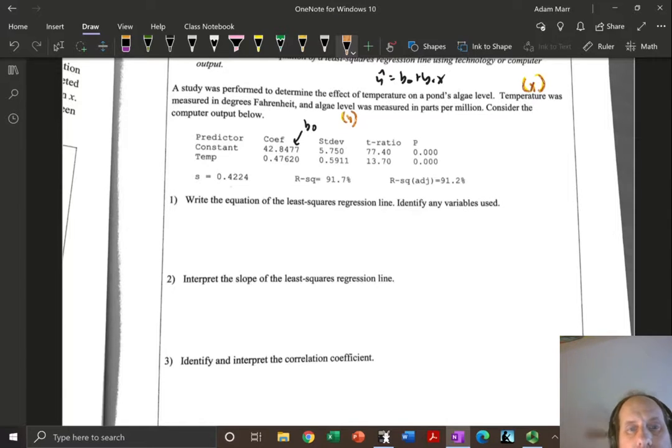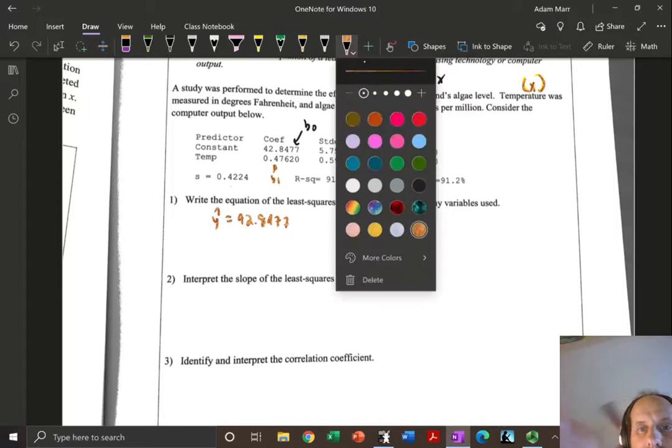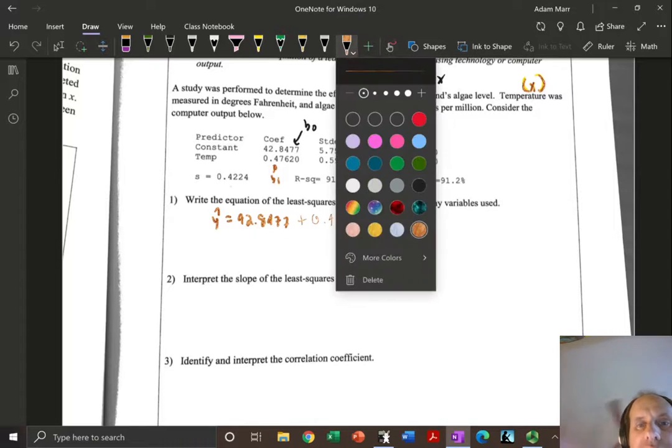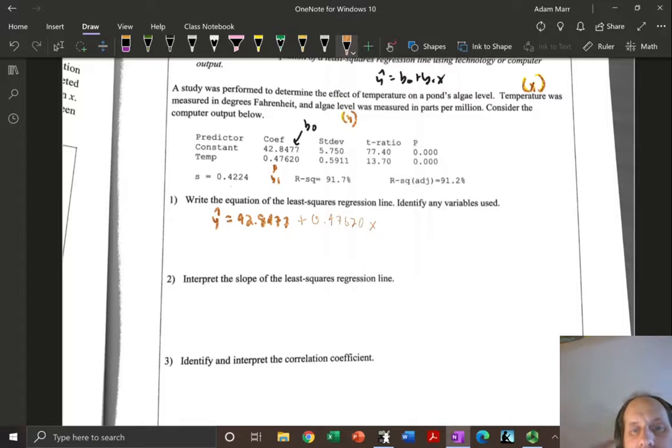Okay, so right here, 0.4762 is my b sub 1. Okay, so we got it. y hat equals b sub 0, which is 42.8477, plus 0.47620 x. Okay, and now we have to identify these variables.